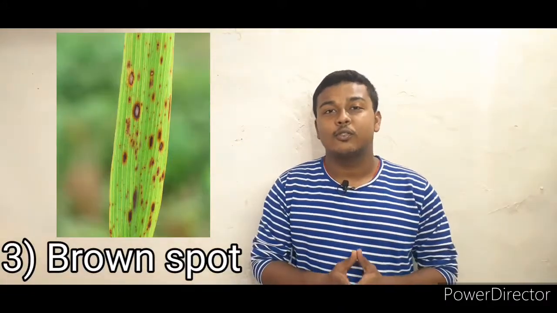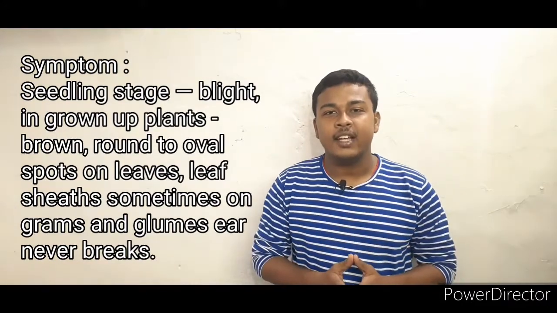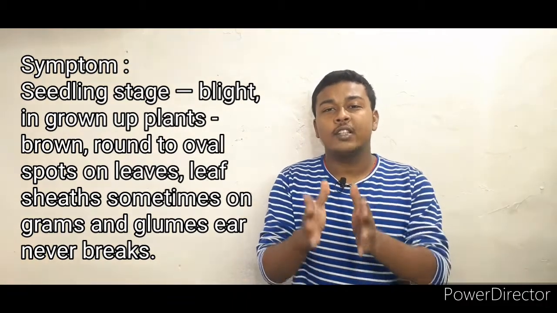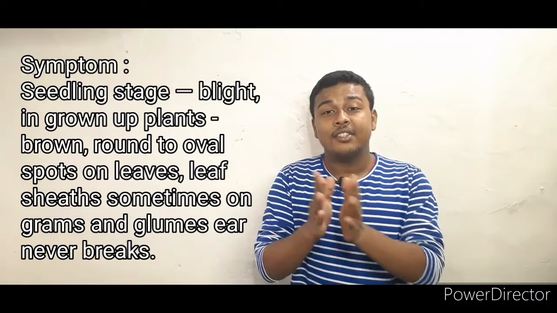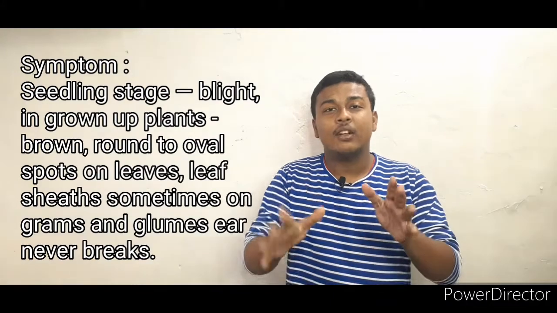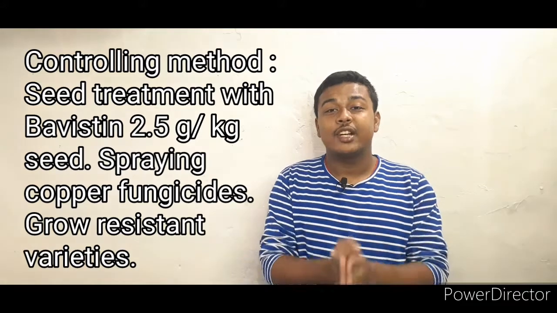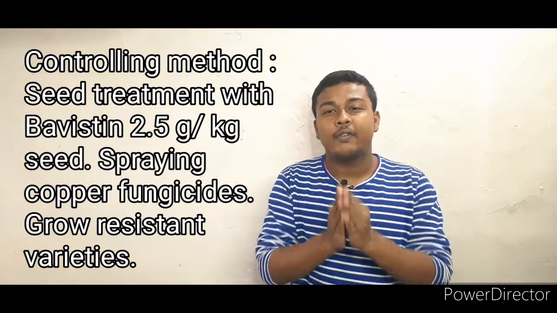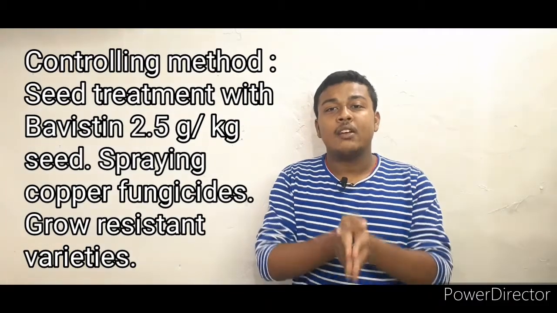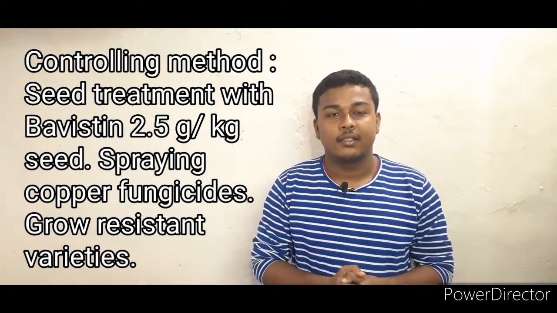The third disease is brown spot. The symptom of this disease is that at the seedling stage, blight can be seen, and in the grown up stage of the plant, brown round to oval spots on leaves, leaf sheath, sometimes on grain, as well as glumes can be seen. To control this, seed treatment with Bavistin at 2.5 gram per kg seeds can be done. Spraying copper fungicides can also be used, as well as we can grow resistant varieties.